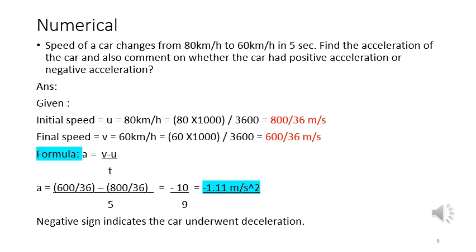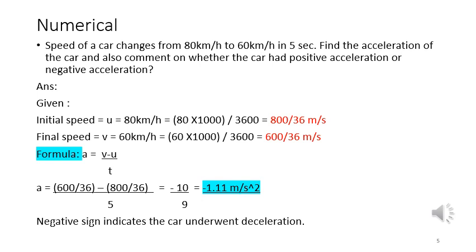So 80 into 1000 divided by 3600. Why 3600? Because it is hours and I need to convert it into seconds, so 60 minutes into 60 seconds. That is why 3600. So I get the answer as 800 upon 36. The final speed similarly is 60 into 1000 divided by 3600, and I get 600 divided by 36.